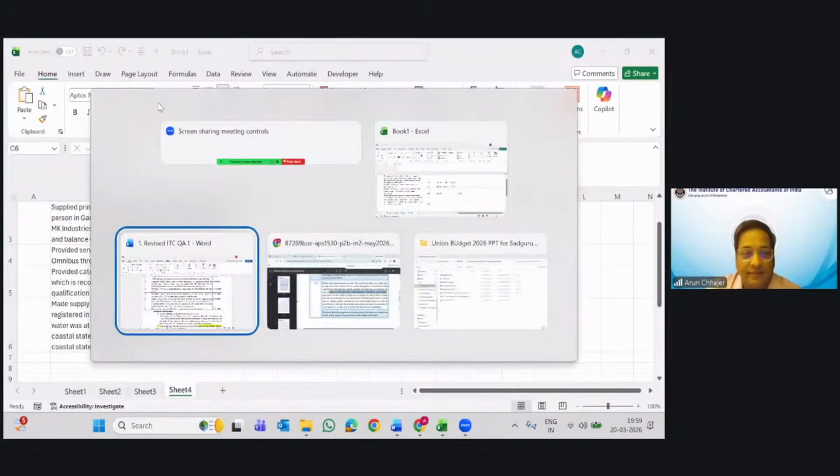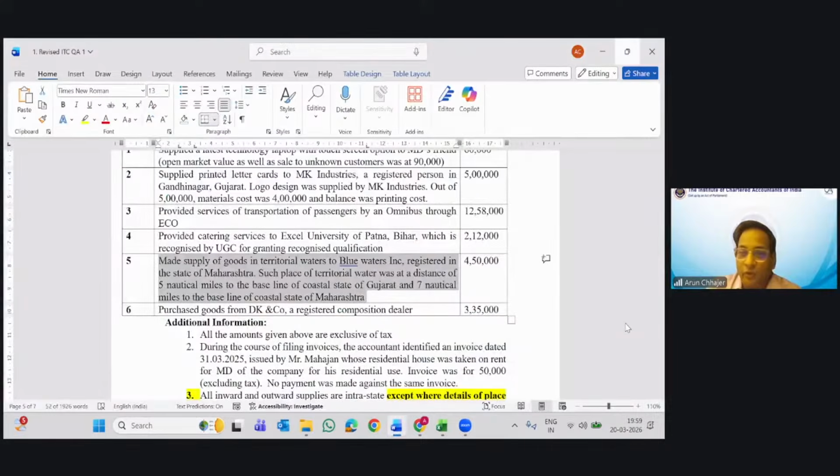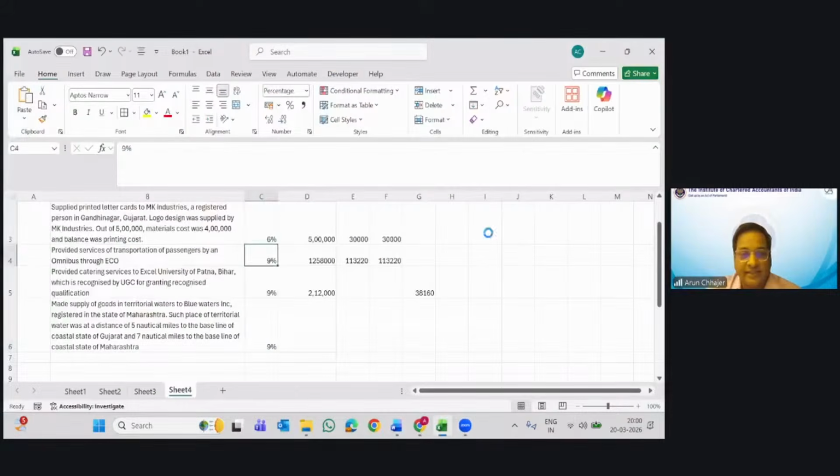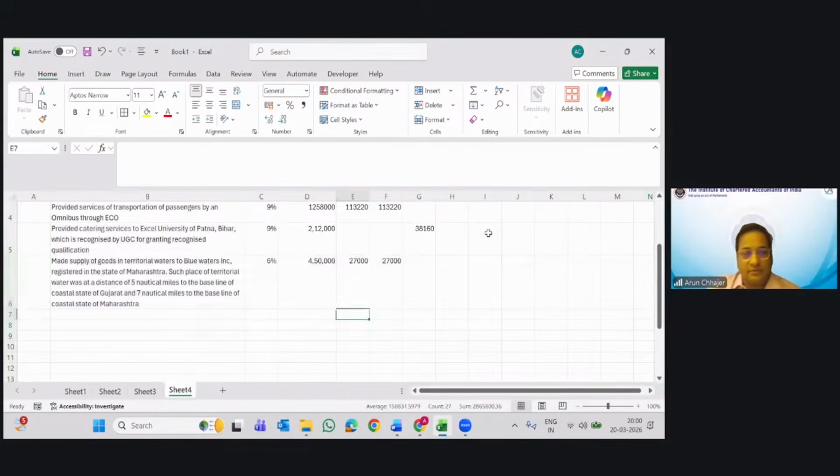And made supply of the goods in territorial water. Correct. Made supply of the goods in territorial water, and on goods the tax is 6%, value is 450. So I can say 4,50,000, right? It is assuming it is the supply of the goods, and I have assumed CGST and SGST because the nearest point of the baseline is located in the coastal state of Gujarat.